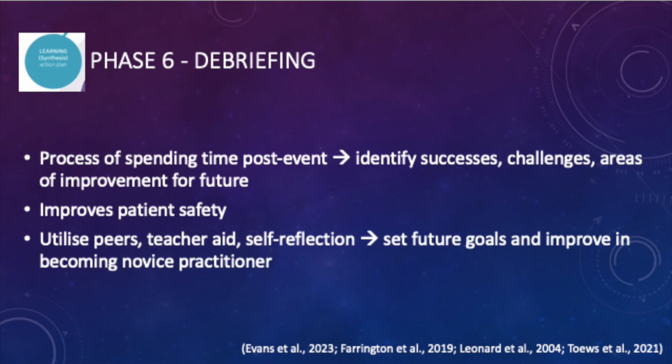For Phase 6 of the model, debriefing involves reflecting post-event to identify successes, challenges, and areas for enhancement in future endeavours. Studies have shown that debriefing improves patient safety and outcomes. By self-reflecting on my actions and thoughts and tapping into feedback from my colleagues and instructor, I can pinpoint areas for growth and improvement. My peers, having observed the event, offered valuable feedback on potential improvements and highlighted areas of success. The teaching assistant also contributed insights based on their past experiences.